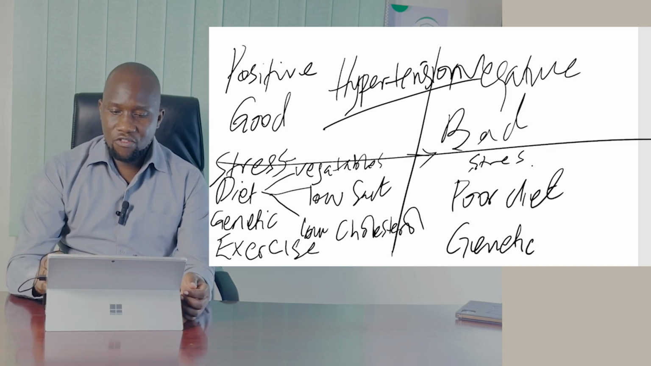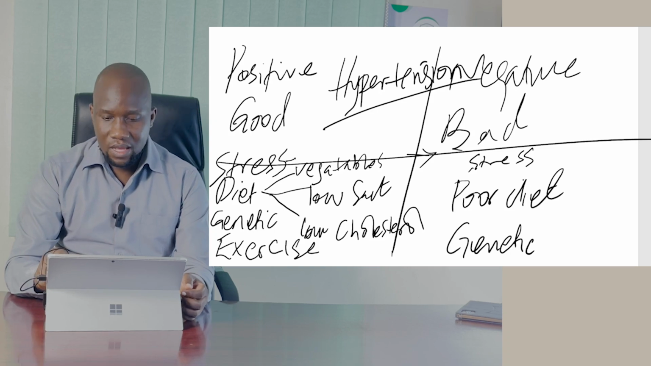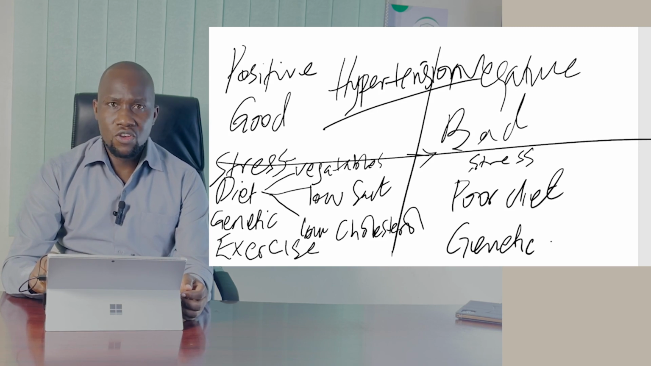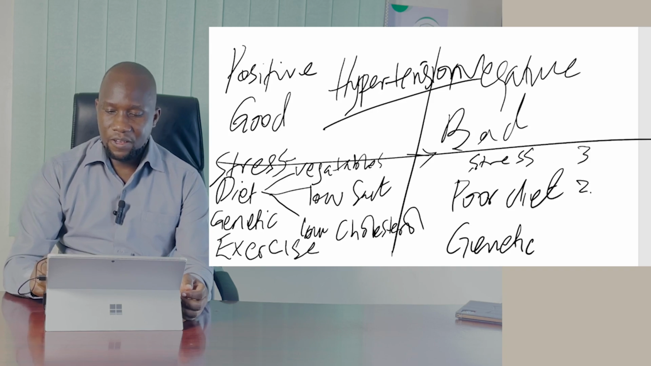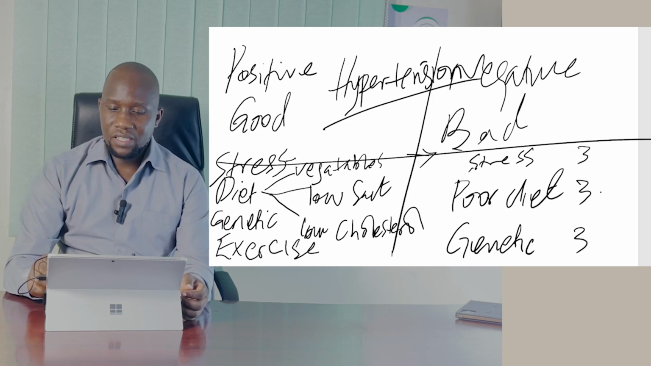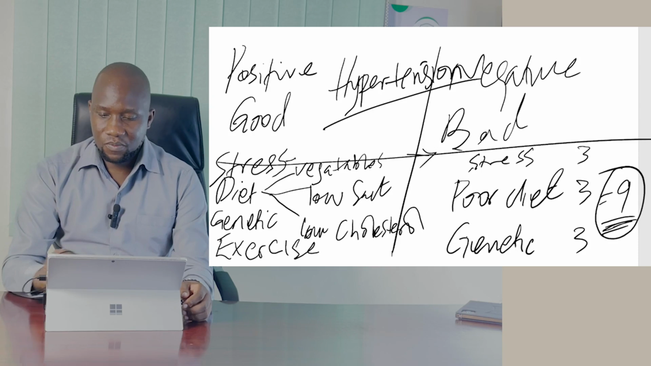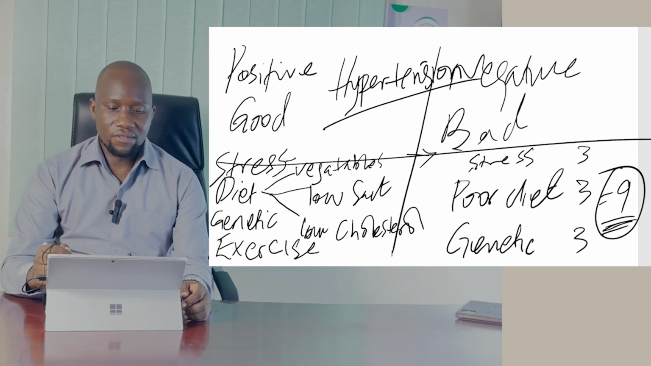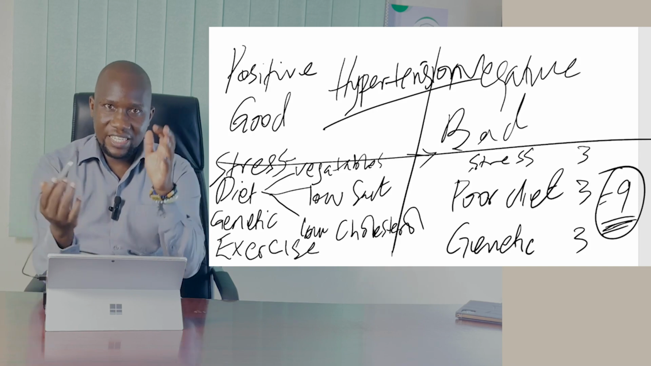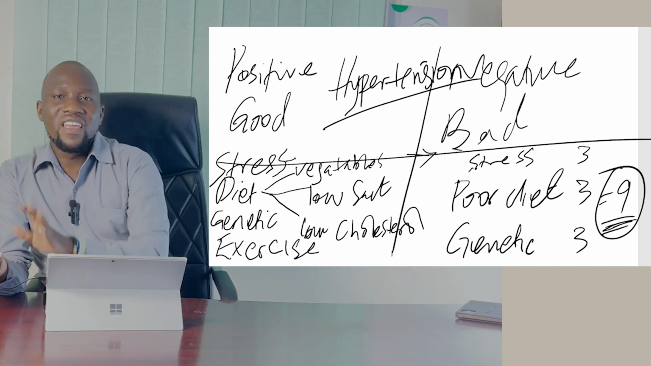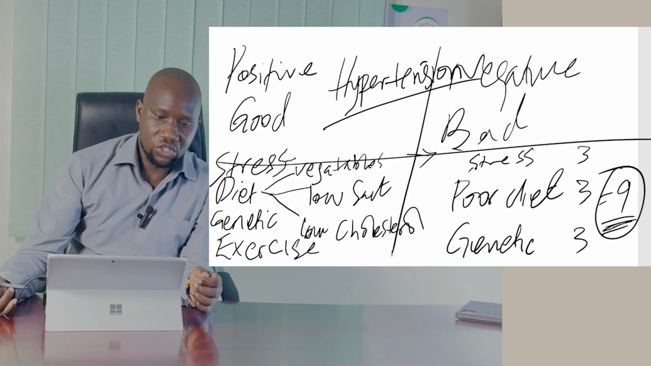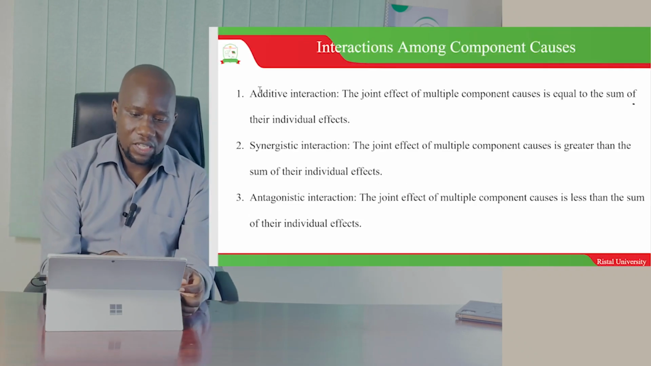So you have stress, at the same time your diet is not good and you're not exercising, you're inactive. All these factors, if you are giving them scores of 3, it means that you are having 9. When we have this aspect, that is what you call additive. The factors are piled on one another to either cause or not cause a particular condition. That is the first concept that we have here.